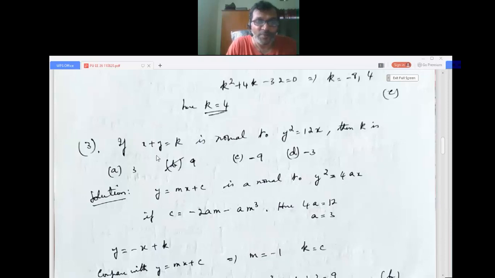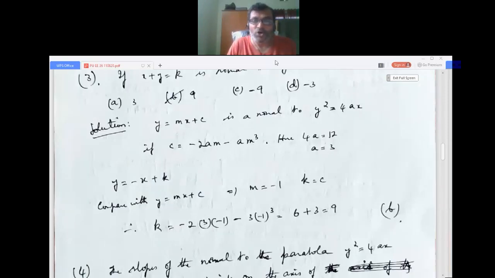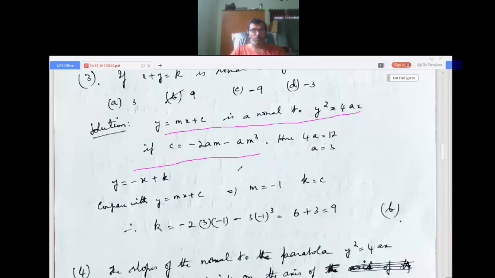So if x plus y equals k is normal to y squared equals 12x, then k is: a) 3, b) 9, c) minus 9, d) minus 3. I told you what is normal. Now I am writing the formula here. y equals mx plus c is normal to the parabola y squared equals 4x if c equals minus 2am minus am cubed.